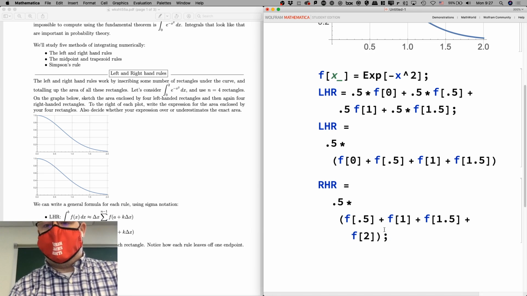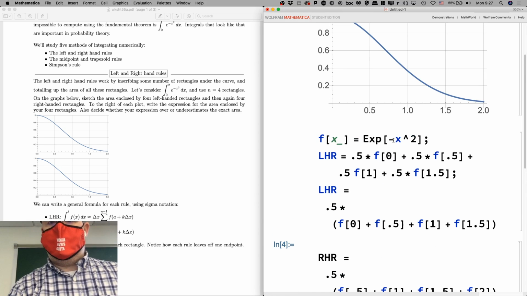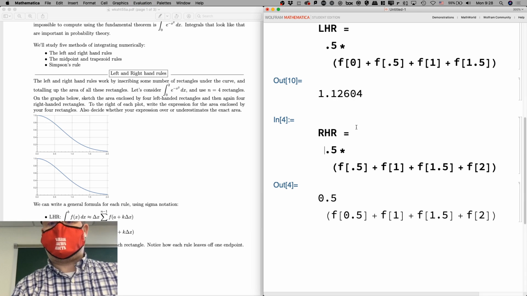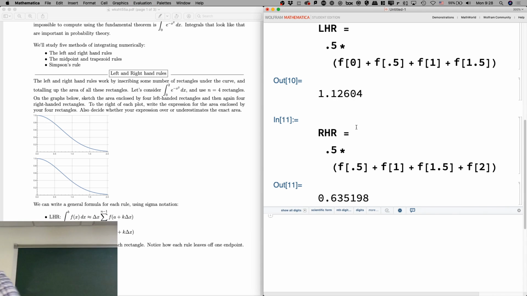Now let's compute both of these things and see what we get. I forgot to define the function. There we go. Okay, so Mathematica dutifully crunches the numbers, and we get our left-hand approximation is 1.1, our right-hand approximation is 0.63. Those are relatively far apart, aren't they? Yeah. Okay, we could take the average, right? So to split the difference. We'll talk about that in just a second.